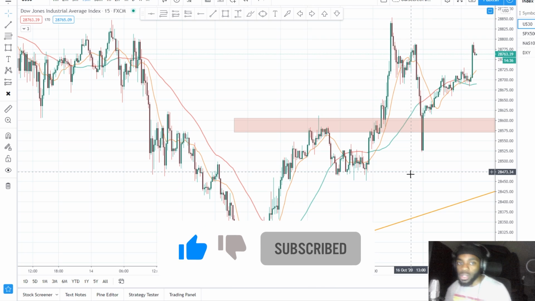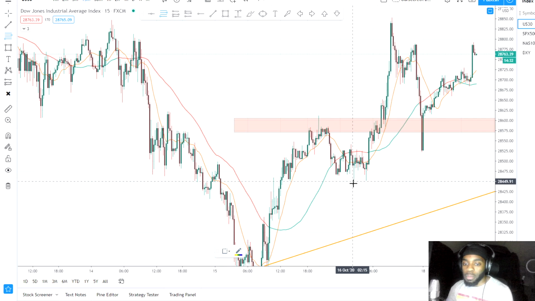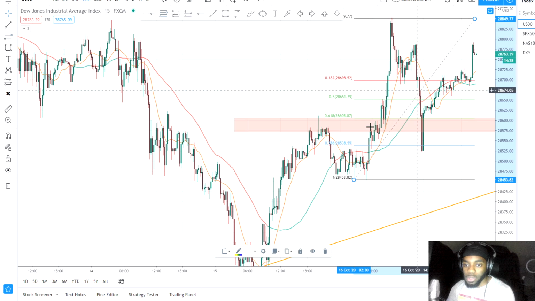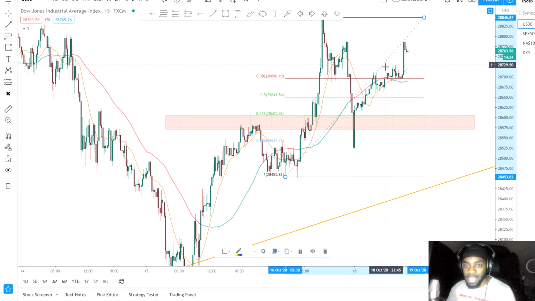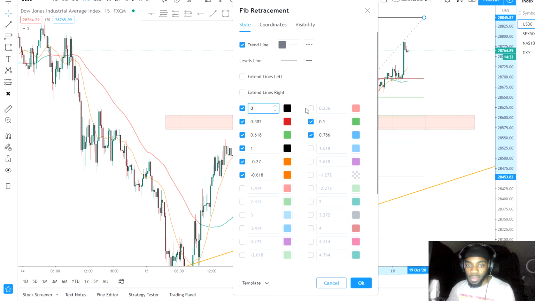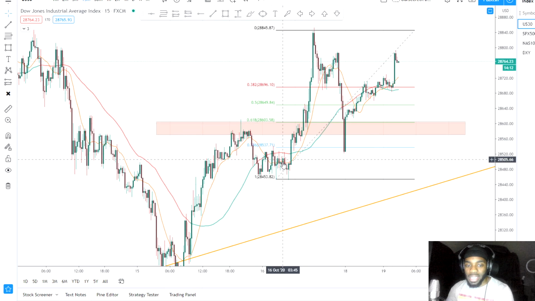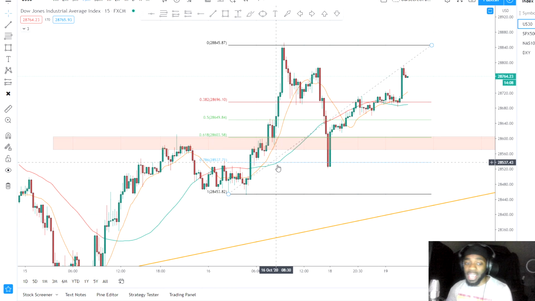Okay, so what I'm going to do now is take my Fibonacci from the previous low all the way up to the previous high, which was all the way there. Now if you guys do not have these settings, I am going to click this. You can literally go ahead and pause the video and copy these settings, like I said. All right, so now that you have the settings, you will see that it's hitting my 78%.